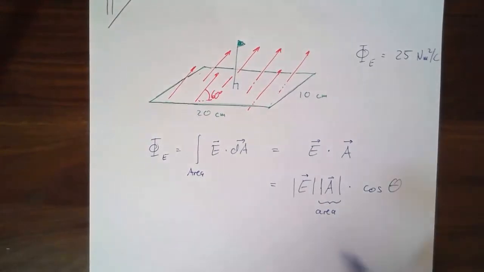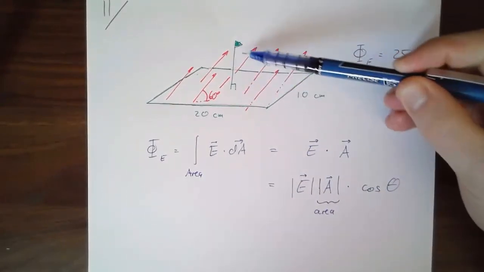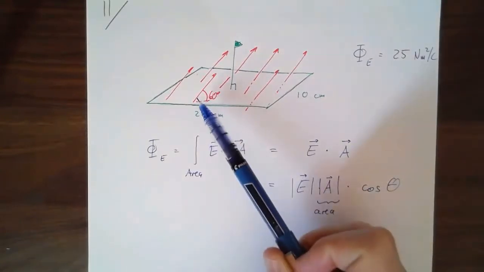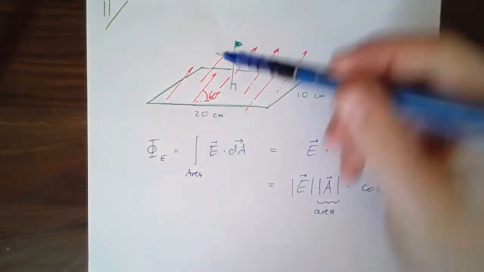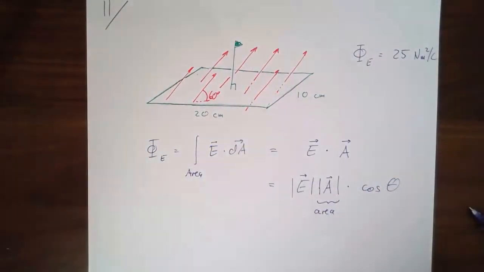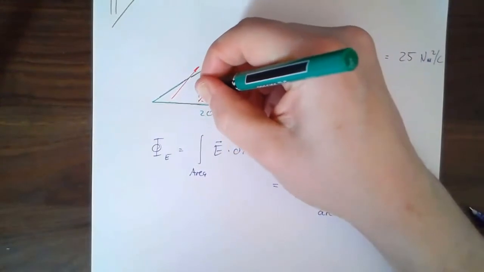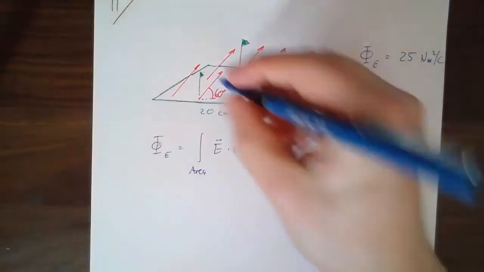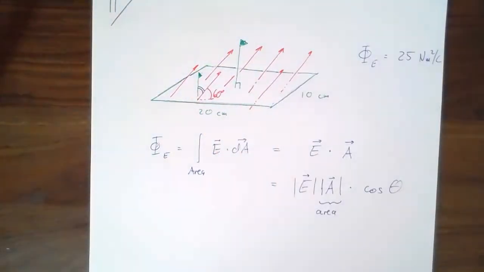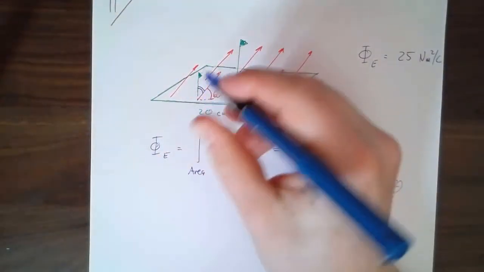Now, what is the angle between them? It says here 60 degrees. But be careful, notice that the angle is defined as the angle between the orientation of the surface, which is represented by my little flagpole, and the direction of the field. So in this case, the orientation of the surface, if I draw another flagpole right here, is not 60 degrees, but this angle here. This is my theta.